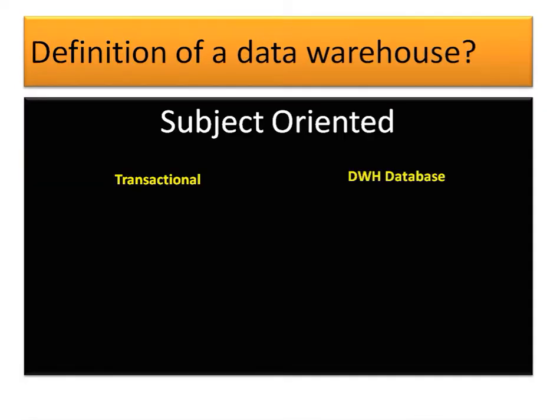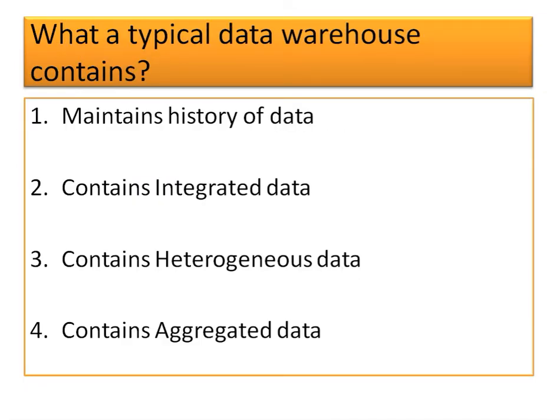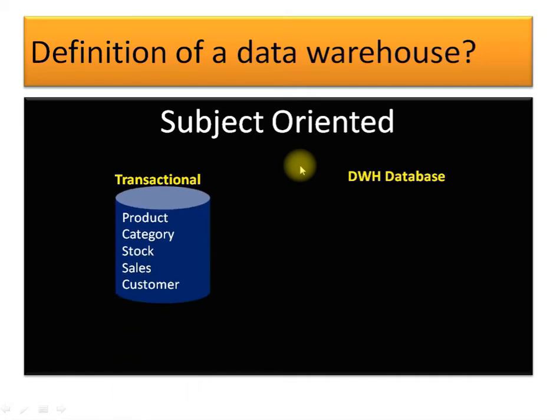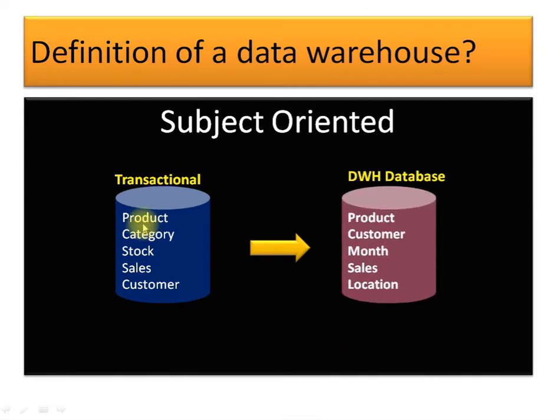So let's see what definitions are given for the data warehouse. Again, it is related to the keywords we have seen: historical, integrated, and heterogeneous. Here we can go one by one. The first one is subject oriented. What is meant by subject? Subject oriented is related to the normal objects. For example, in the transactional database it is called product and category, customer, sales, right? So in a data warehouse also we will have the standard subject values.